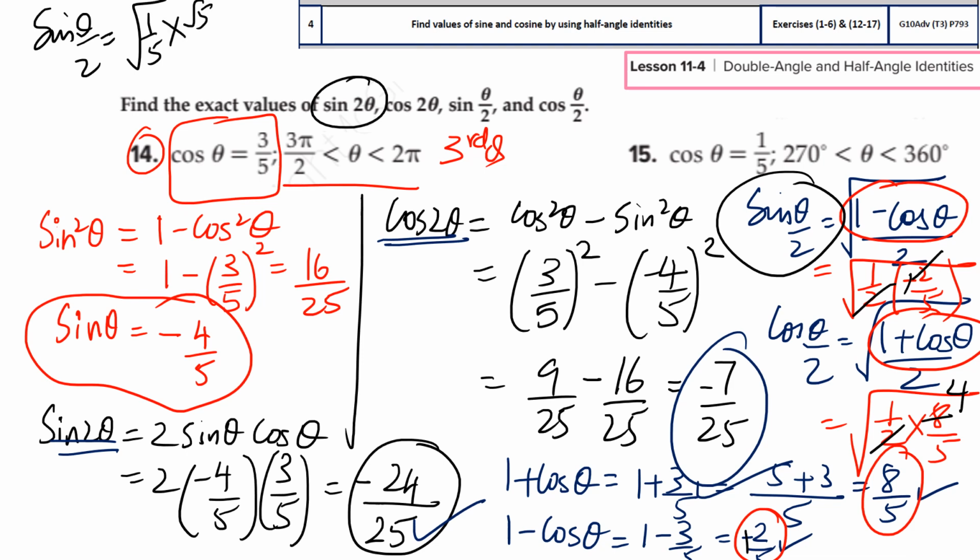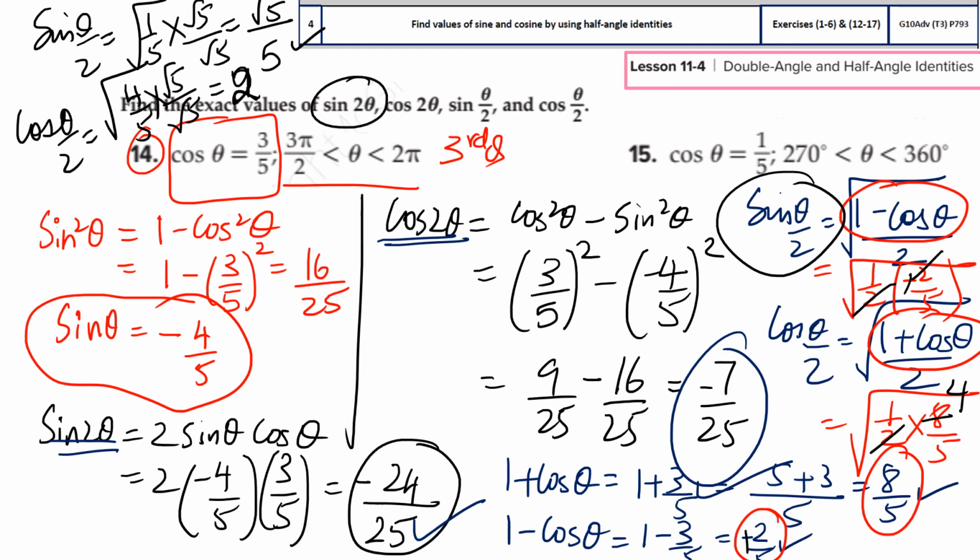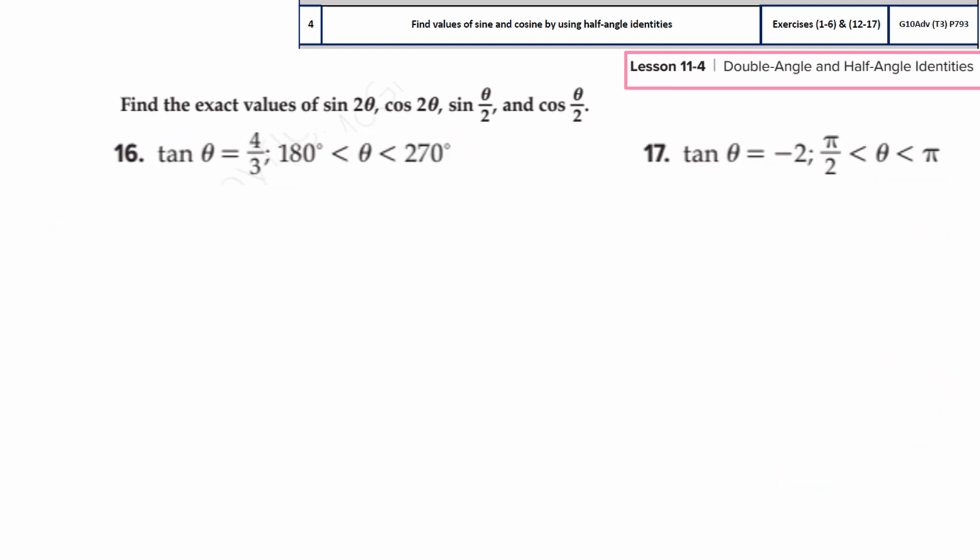We do the rationalization to remove the radical. So in the denominator we have 5 and in the numerator we have square root 5. Now similarly for cos theta by 2, after rationalization you get square root 4 by 5, which is 2 square root 5 over 5. Final answer. So now we are finally on the last question of our learning objective 4.